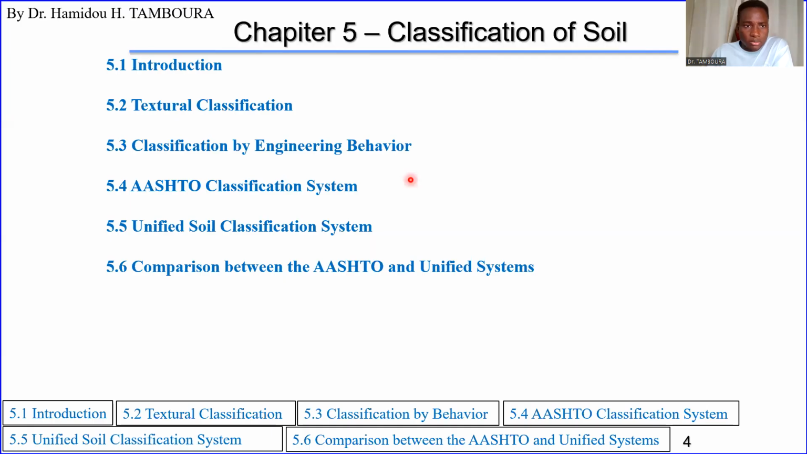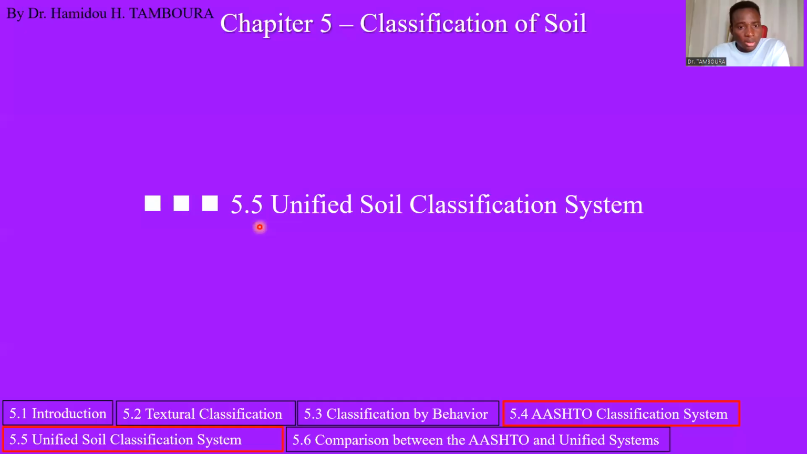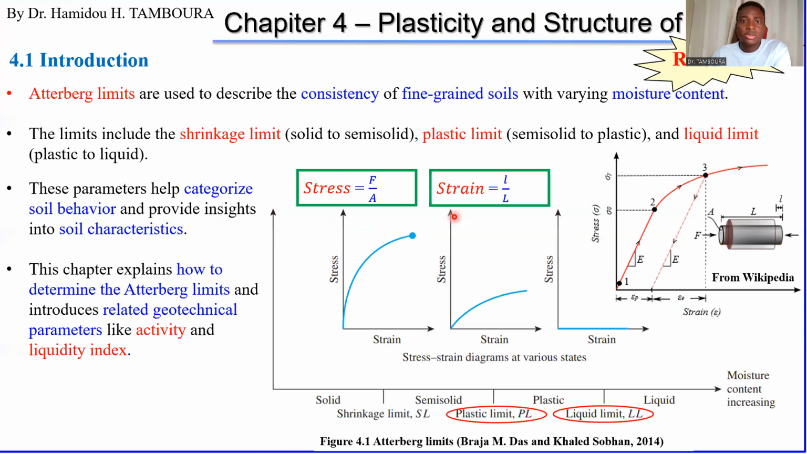I think last time we talked about this classification, a store classification system. In this video, we will talk about the unified soil classification system, which is a very widely used system of classification, originally developed in USA. The point number 5, unified soil classification system.